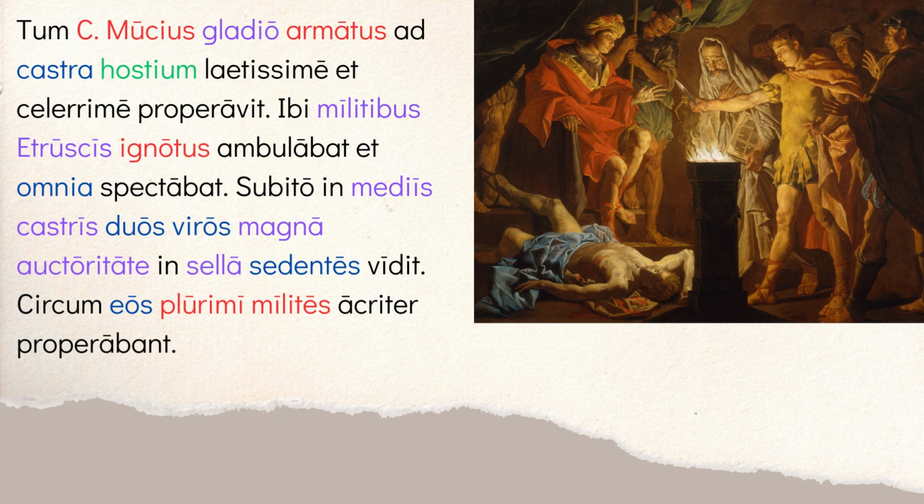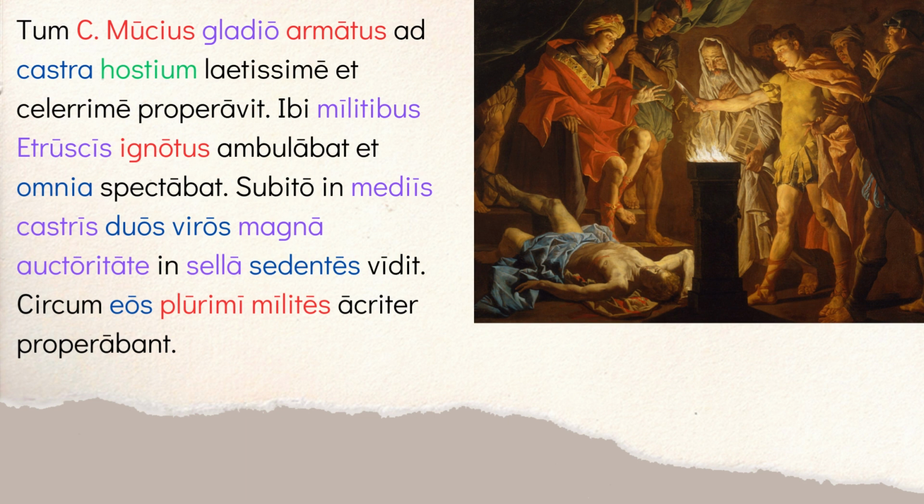So then Gaius Mucius, he's described as armatus, which is the participle. So armed, or you could even say having been armed. Gladio, with a sword. That's your ablative. So armed with a sword, he properavit, he hastened ad castra hostium, to the camp of the enemy, and he did it laetissime et celerime. There are superlative adverbs. It means sort of like most happily, right? Very happily, and very quickly, celerime. Both of those are adverbs describing the verb properavit, right? So how he hastened is kind of the idea.